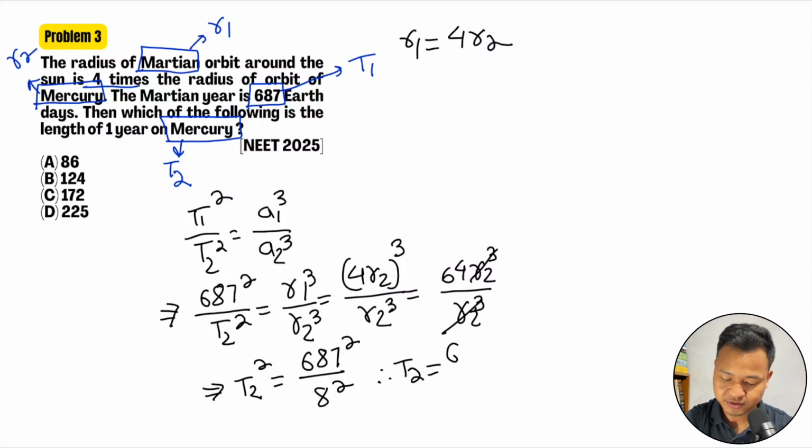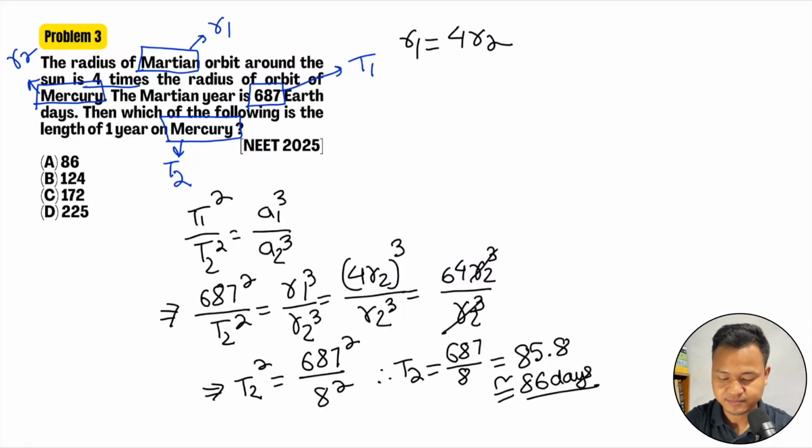So T2 is 687 divided by 8, taking the square root on both sides. So 687 by 8. 8 sixes are 48, 4 in hand. 8 eights are 64, approximately 85.8, so approximately 86. So 86 days. Okay, so the answer is option A.